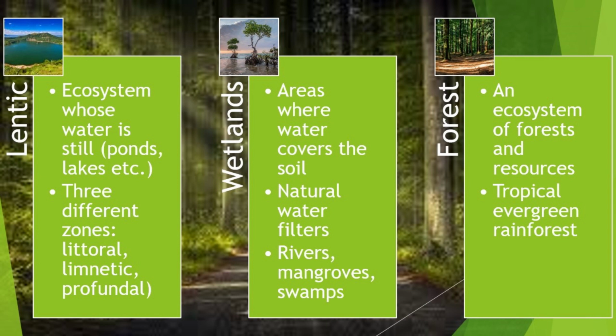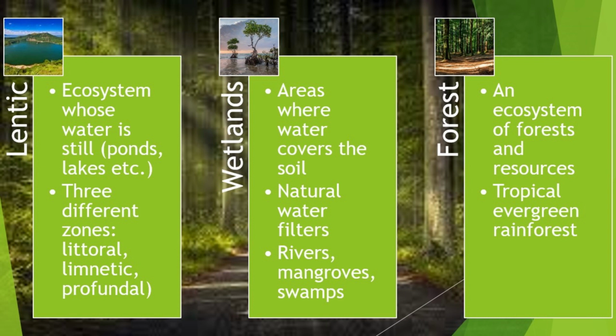These areas are characterized by water covering the soil, either permanently or seasonally. Wetlands act as natural water filters and are home to a diverse range of plant and animal species. Examples of wetlands include rivers, mangroves, and swamps. Moving on to terrestrial ecosystems.